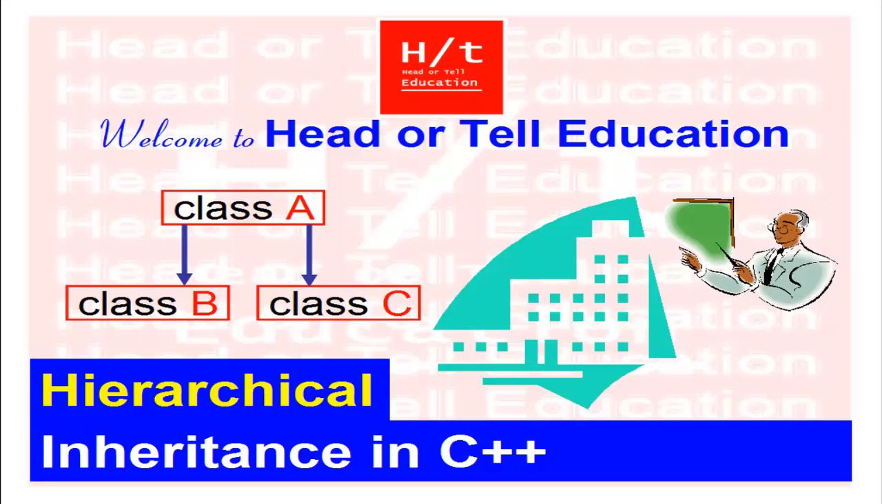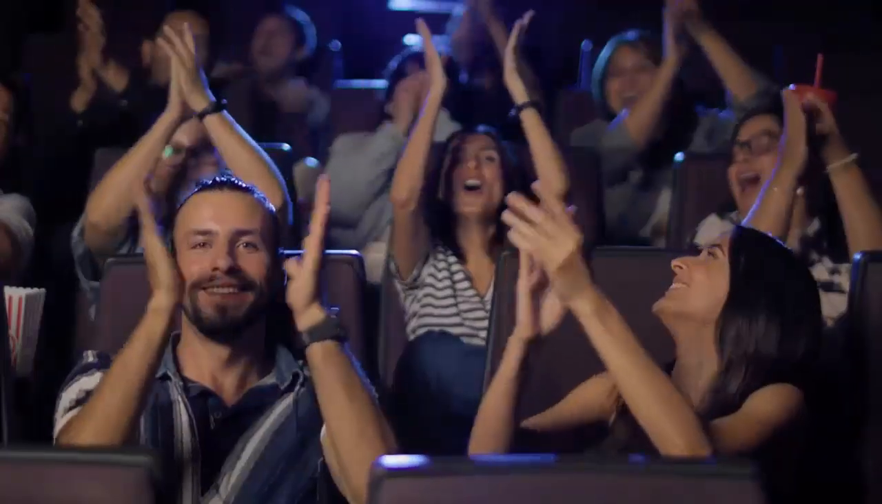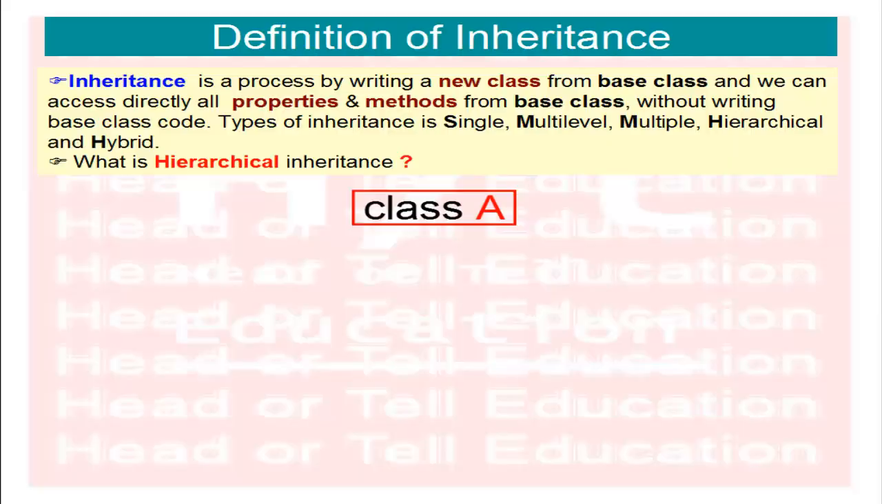Today our topic is hierarchical inheritance in C++. So first we understand the definition of inheritance. Inheritance is a process of writing a new class from a base class, and we can access directly all properties and methods from the base class without writing the base class code.